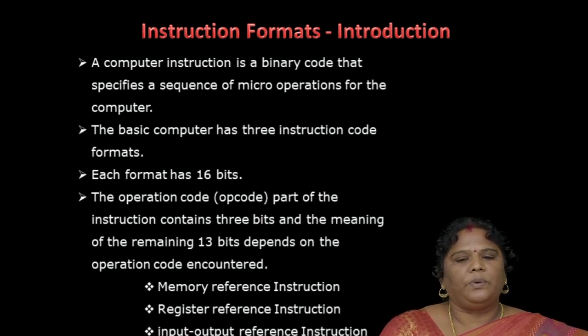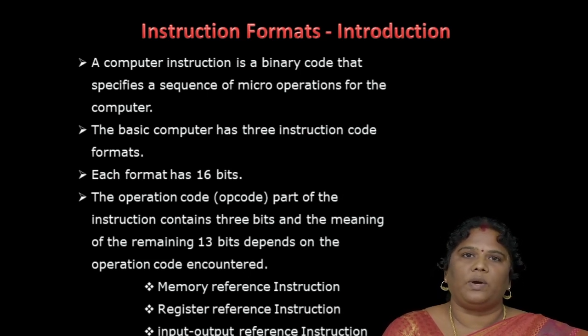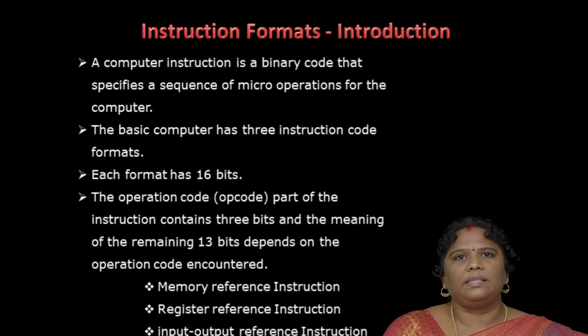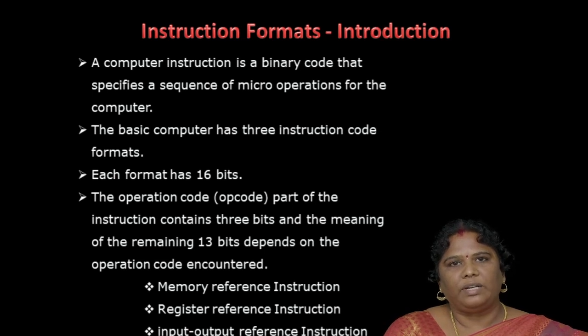Our basic computer has 3 types of instruction formats. Each instruction format has 16 bits. The 3 types of instruction formats are memory reference instruction, register reference instruction, and input output instruction. We can see them one by one. First one, memory reference instructions.